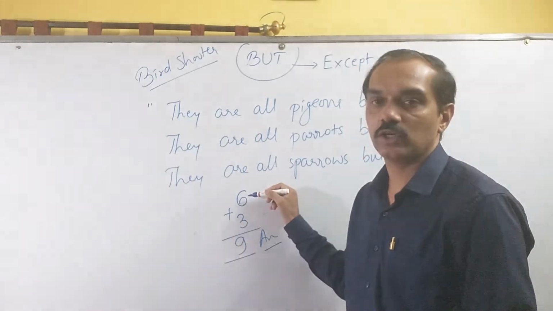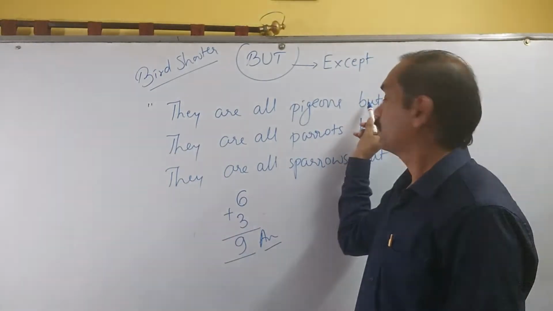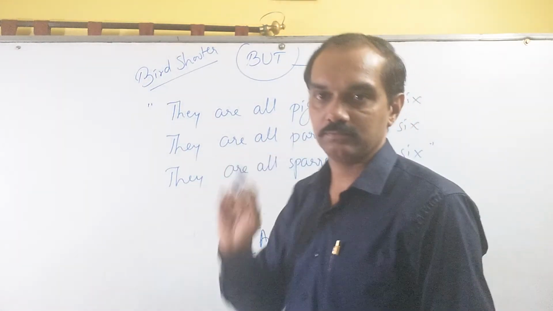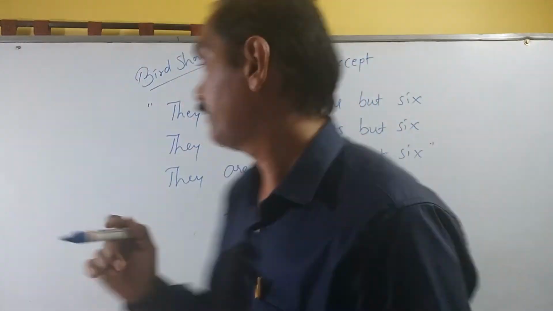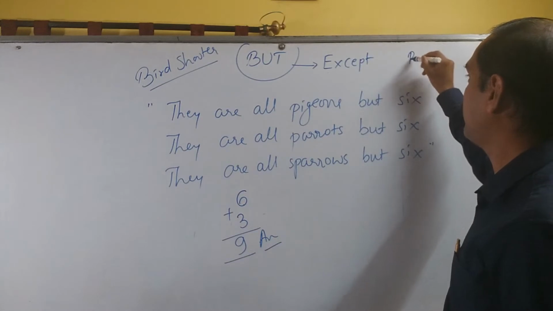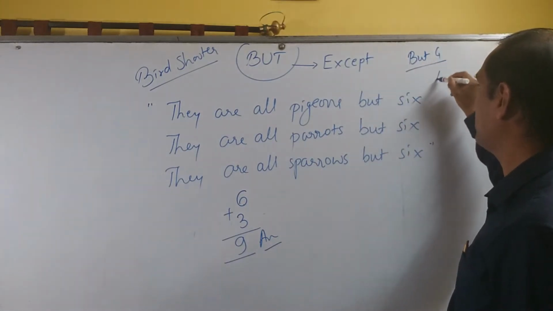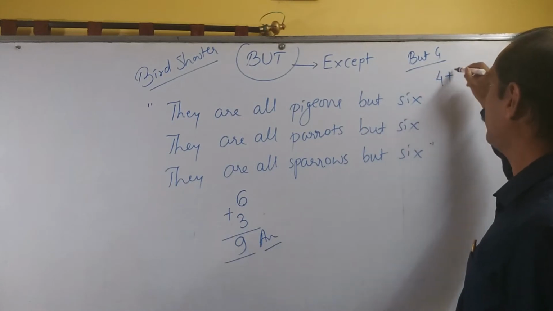So friends, here what you must do? Make the number half and add it to the number. You will get the final answer. If he says but 4, but 4, but 4, then what you people will do? 4 plus half of 4. Half of 4 is 2.